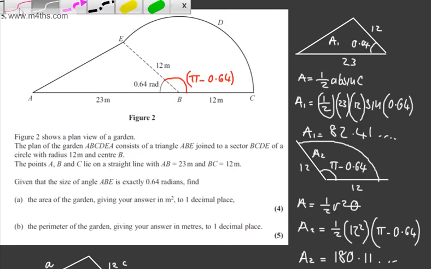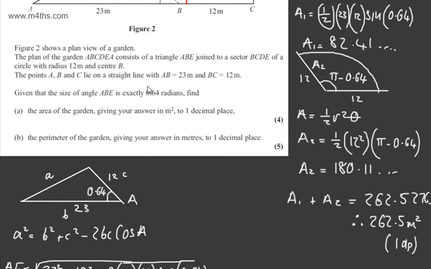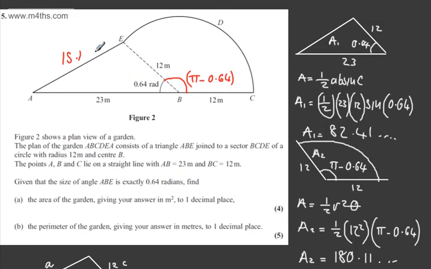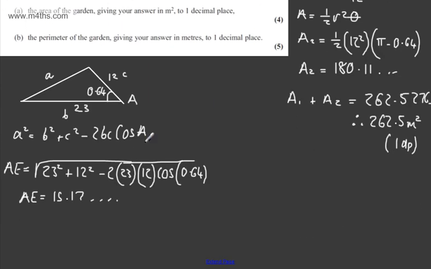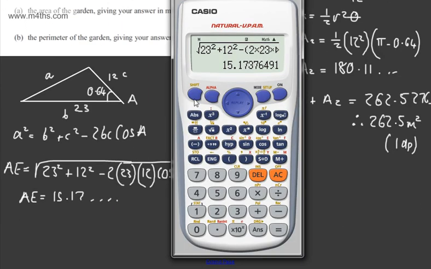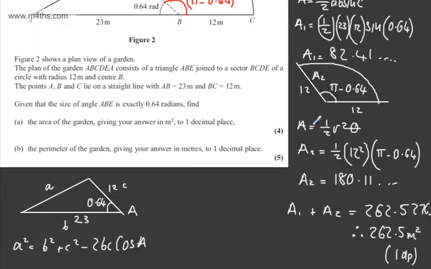So what we can do is just write this on. So this is 15.17. So we now have this length AE. All we need to do is find the arc length and then add it to the 15.17, the 23 and the 12. So this is going to get stored in the calculator. Shift store A.